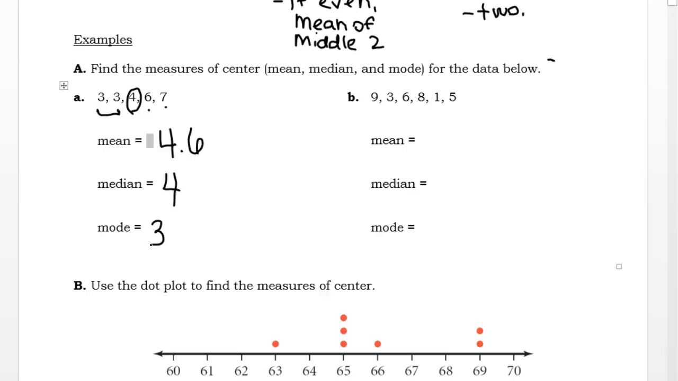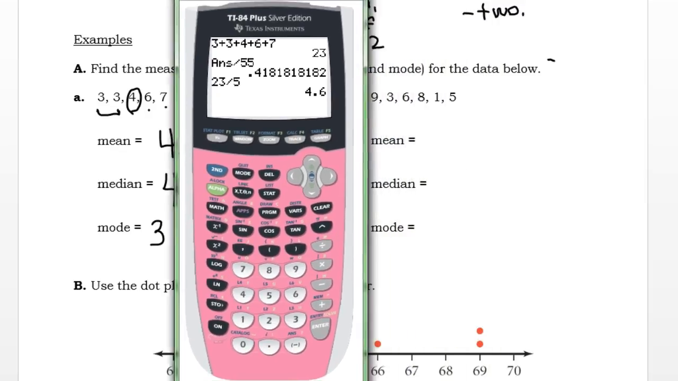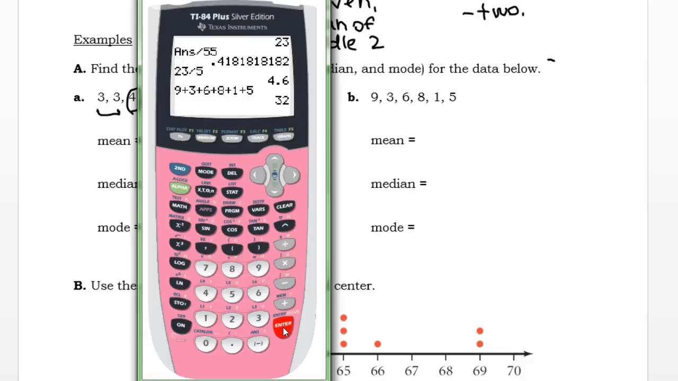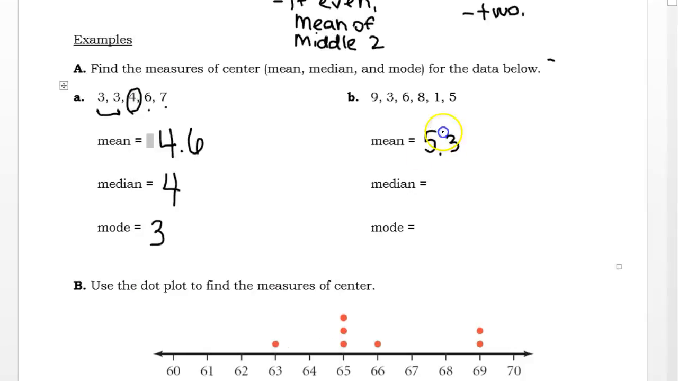Another data set with the same 3 questions. If I want the mean, first I need to add all the numbers. If I add those, I come up with 32. There are 6 numbers there, so I'm going to divide by 6, and my mean is 5.3 repeating. Now it's important when you do your mean that you divide the sum by the number of numbers. So you need to get the total and then divide that answer. Don't just divide the last number if you're using your calculator, and don't hit enter before you divide.